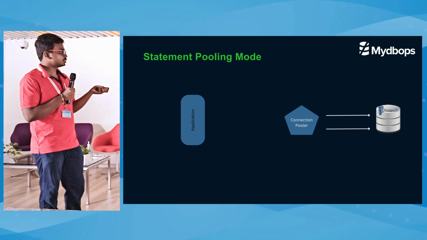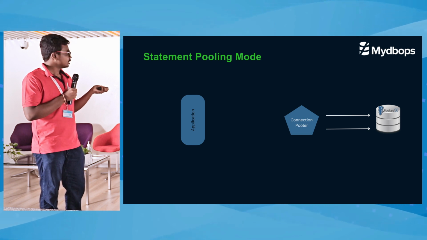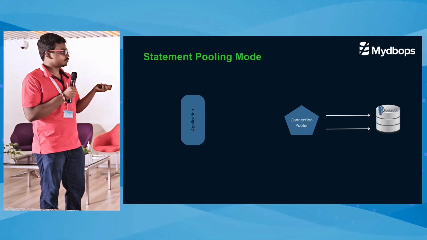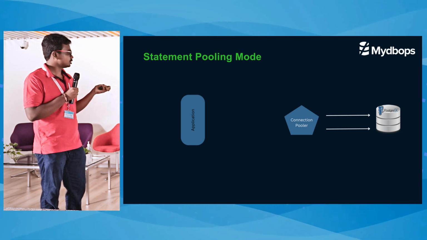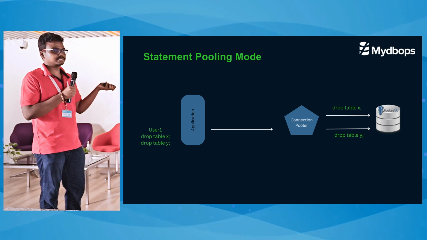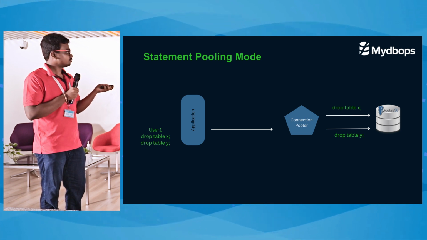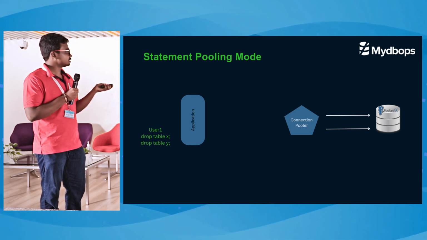The first table may use the first connection, but we can't be sure whether it is necessary to use the same connection for the second user. So the second user might be served by some other connection from the pool. Okay, so what is the disadvantage with this method?